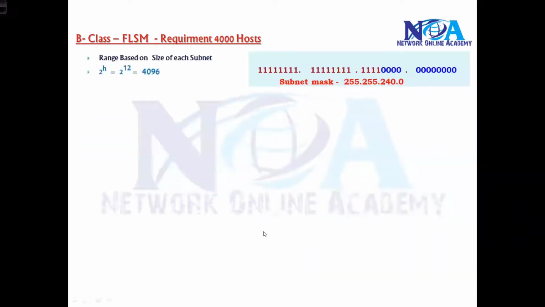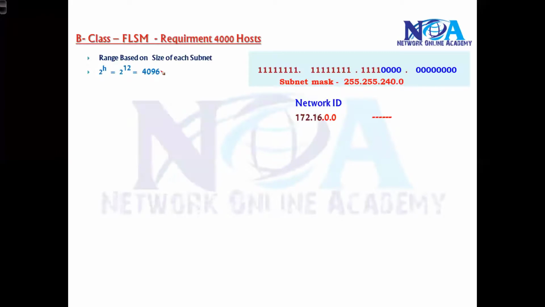Now finally, writing the range is always based on the 2 power of h value. The h value is 12 here, so the size of the network is 4096, 2 power 12. So the first address starts with 0.0, and for the next address we generally use the formula. What is the formula I discussed? 2 to the power of h divided by 256. So just divide by 256. In 1000 we get 4, in 4000 we get 16.